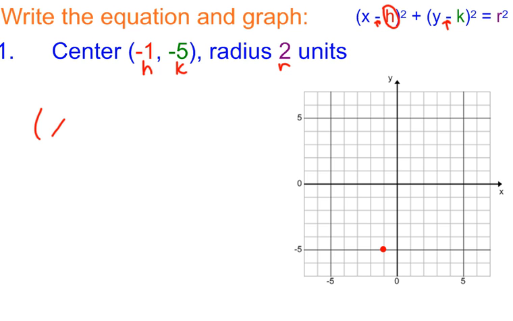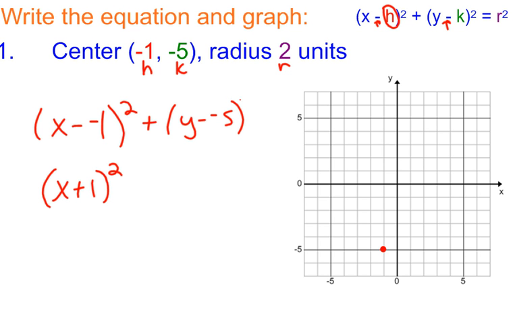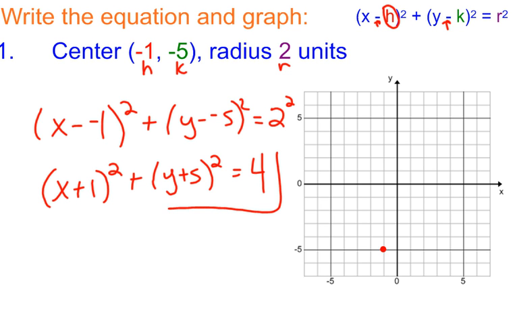I would say x minus h. Well, h is a negative 1. So that's how I would write that. If you want to go straight to (x plus 1) squared and just put the opposite, that's fine. You don't have to show this first step here. So then y minus a negative 5 squared, so we'd write (y plus 5) quantity squared equals r squared, which would be 2 squared. And if you want to jump straight to the 4 there because you can square that 2 in your head, perfectly fine. So there's the equation.